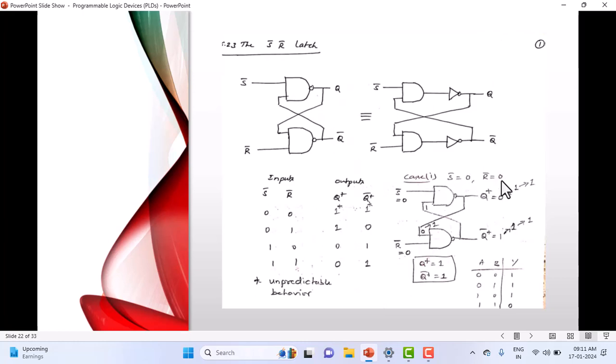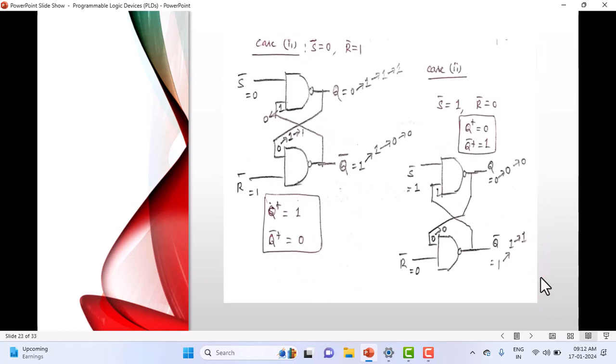S is equal to 0, R is equal to 0, both are 0, 0. And I have assumed 0 and 1. Look here, 0 comes over here. 0, 0 is nothing but 1. Output becomes 1 here. Next state is 1. And 1 goes here. 0, 1 is again 1. And 1 again comes here. And look here, 1. That means you observe that the output remains both as 1. This is called the forbidden state. Likewise, we analyzed all 4 cases.